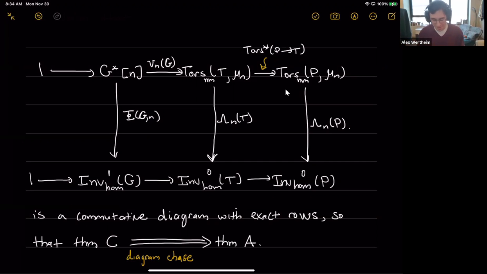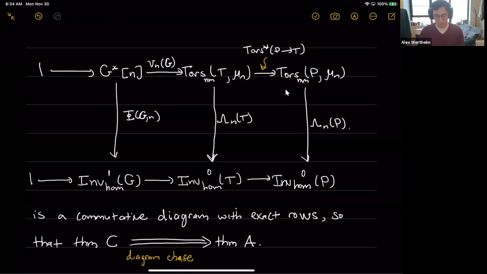So sorry for all the notation, but if one looks at this commutative diagram and accepts that it's commutative with exact rows, then one sees the import of theorem C in theorems A and B. Because if the two vertical maps, lambda n of T and lambda n of P, are isomorphisms, then a simple diagram chase will show that phi gn must also be an isomorphism.